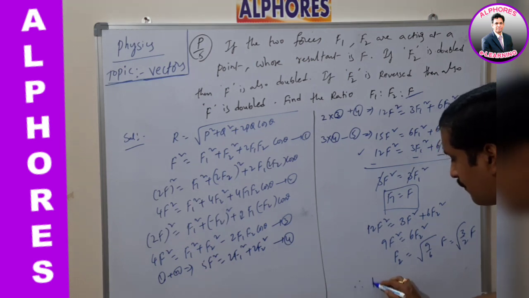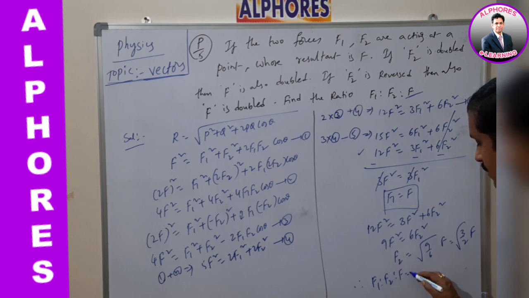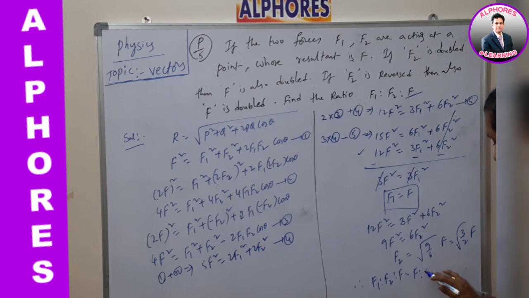Therefore, what is the value here? F1 is to F2 is to F is equal to F is to root 3 by 2 F is to F. F can cancel. By taking the LCM, what is the answer here? Root 2 is to root 3 is to root 2. This is the final answer.